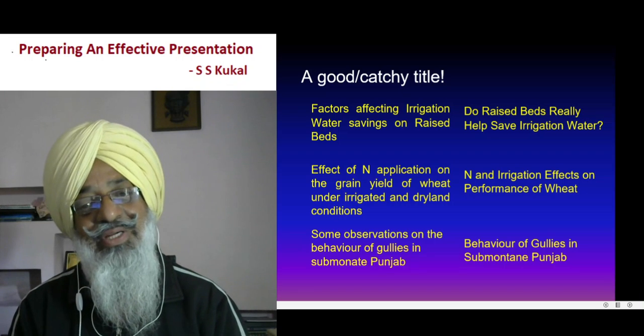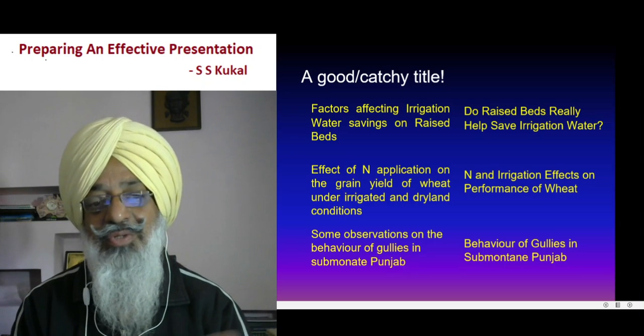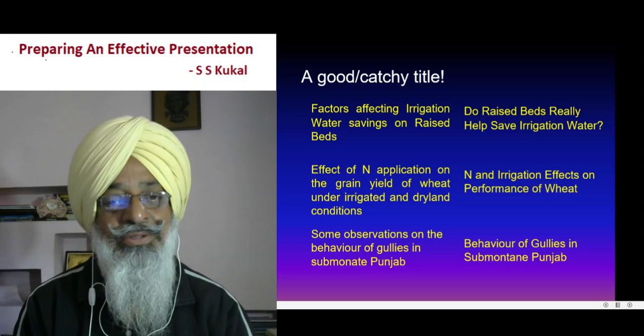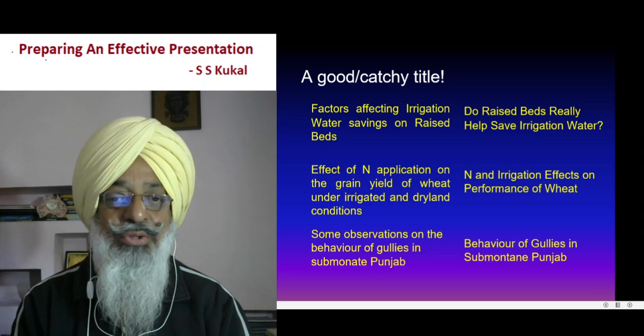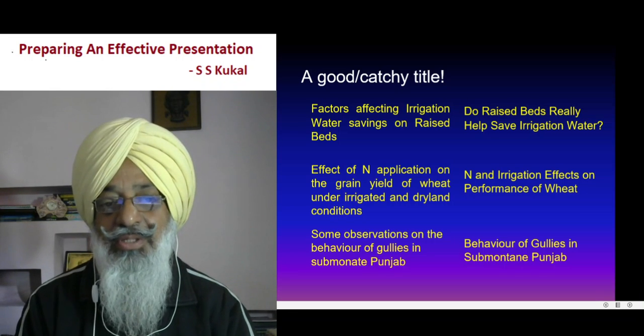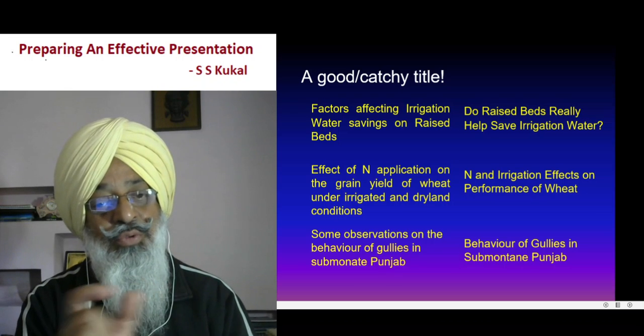Nitrogen and irrigation effects on performance of wheat. So, this is quite clear. Small, simple title. Then some observations on behavior of gullies in sub-mountain Punjab. As I said, never use these words.